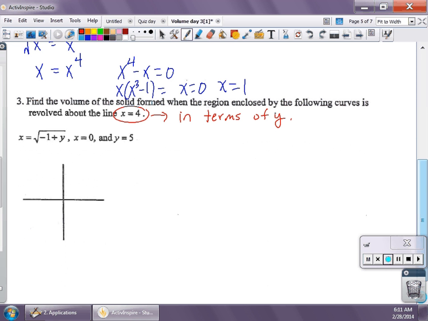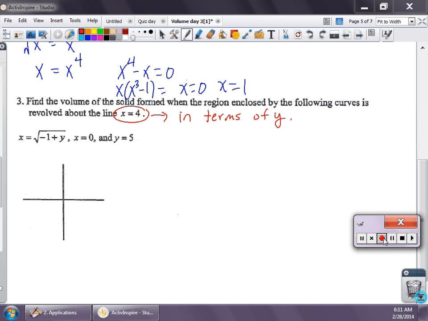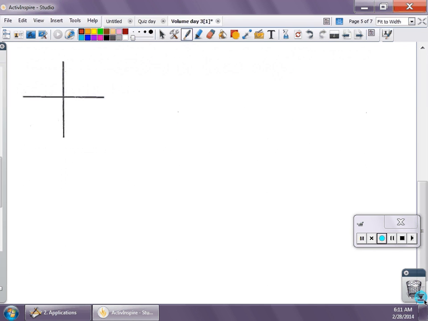Give me a second here. I want to find my page extender. Okay, so let me give myself a little more paper here. Not that much.